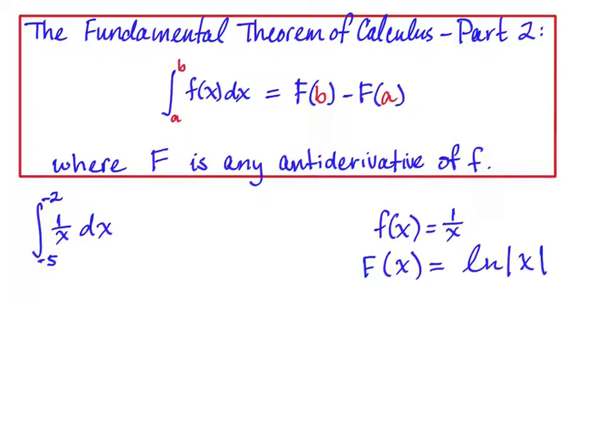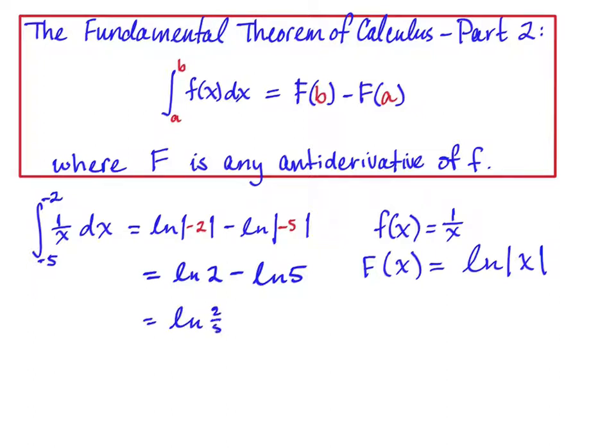So to use that, we're going to write natural log of the absolute value of -2, the upper limit of integration, minus the natural log of |-5|, the lower limit. And we can simplify that. That's just going to be the natural log of 2 minus the natural log of 5. And we can go a step further and call that the natural log of 2 over 5 using properties of logarithms.